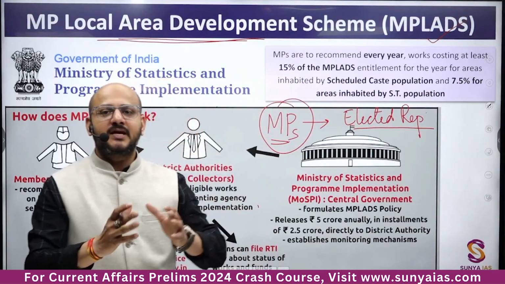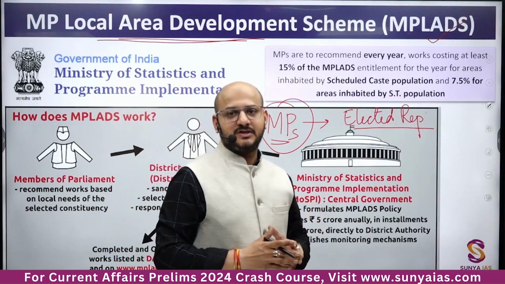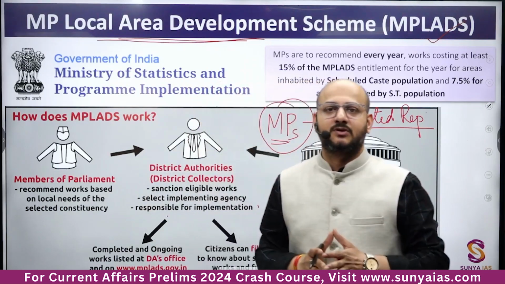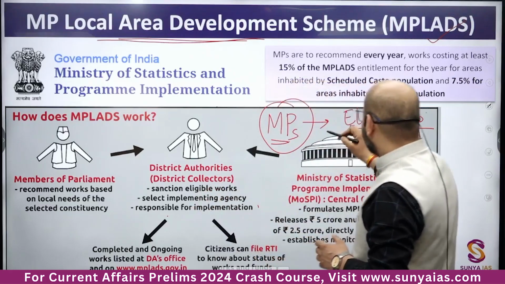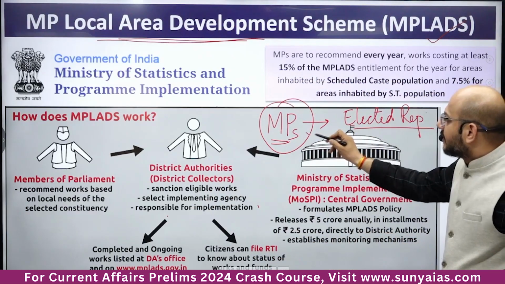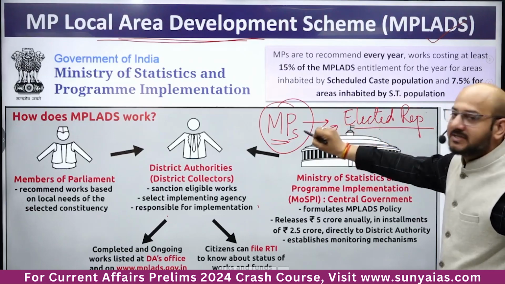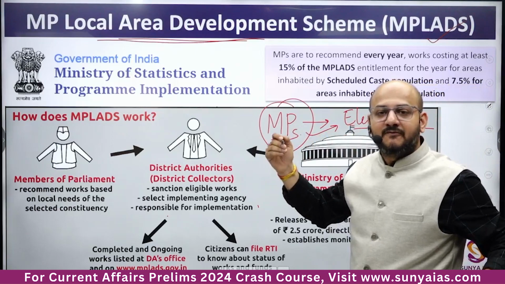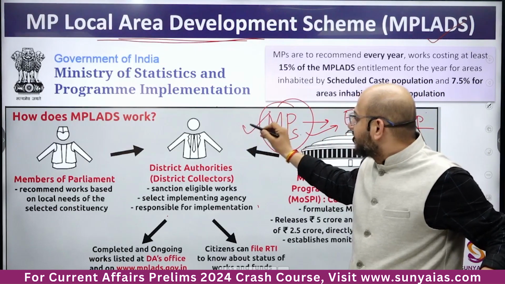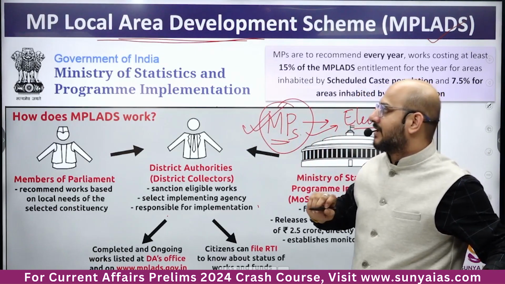For example, there is a need for a bridge construction there, or a road, a small school, a small hospital. For that, what will happen: these MPs will know the demand because they are the elected representatives of the people, and people trust them. So some amount of fund should be allocated to these MPs for the local area's development.